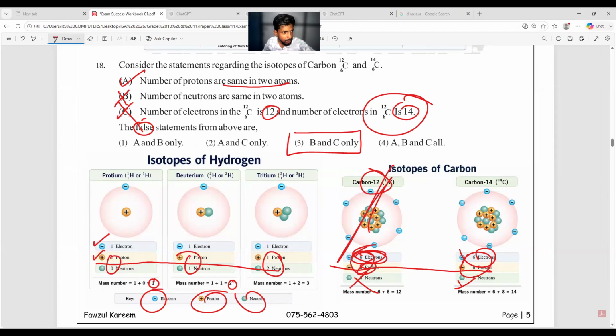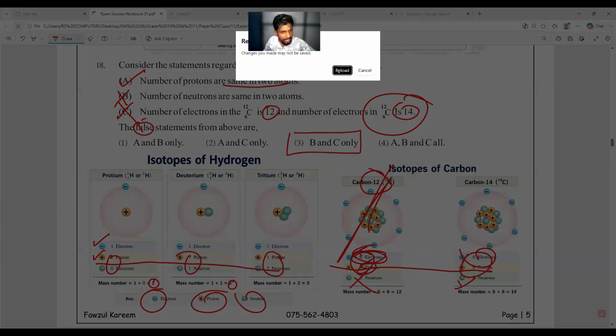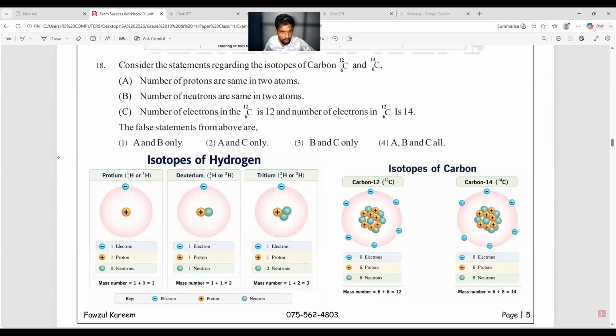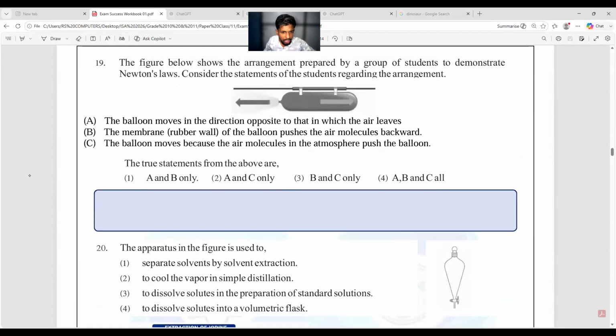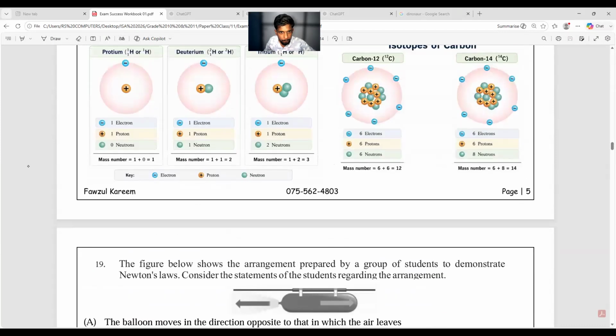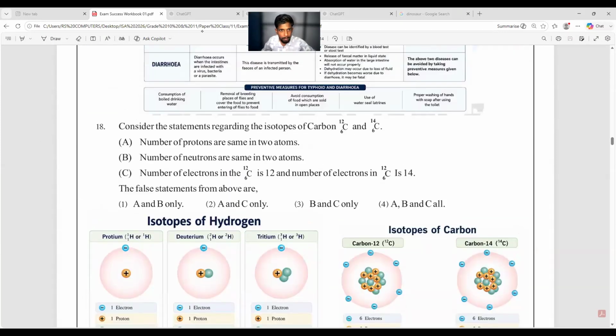Can you raise your hand, those who didn't get the idea regarding the isotopes? Can you raise your hand, those who didn't get the idea regarding the isotopes? Anyone? Okay, no one. Are you sure? Fine. Okay.